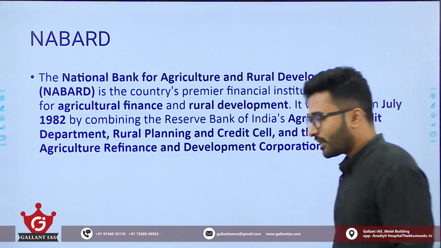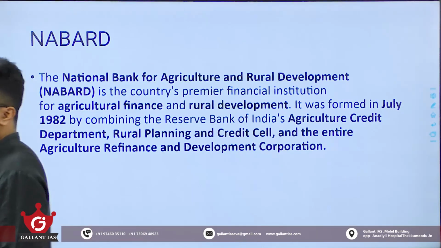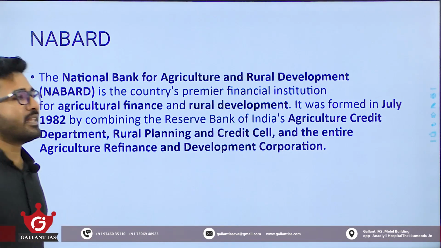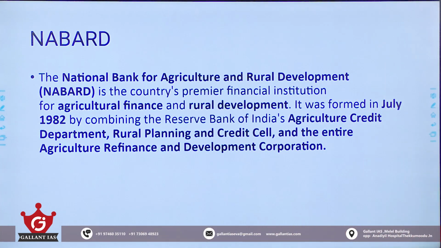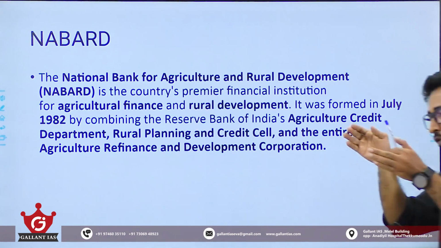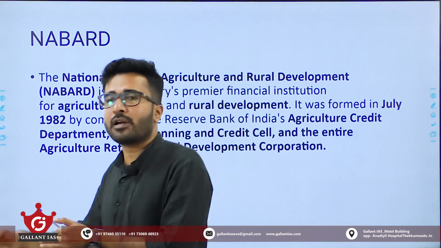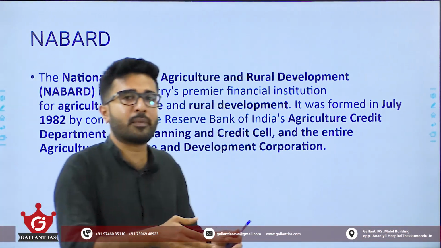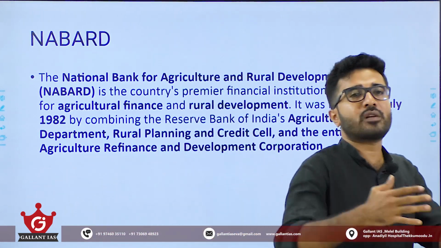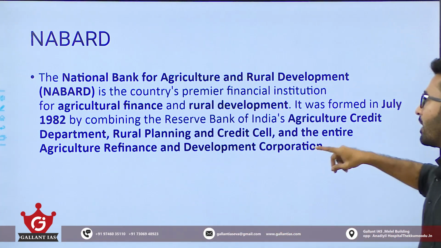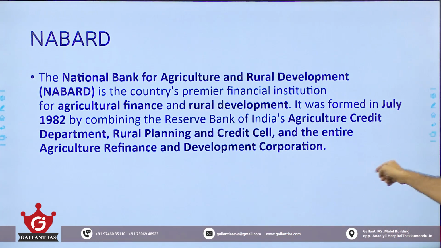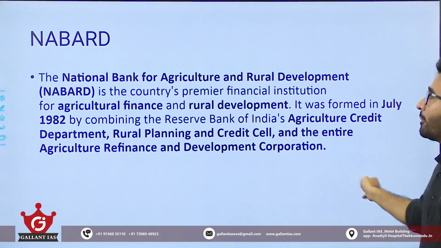Now about NABARD. NABARD was created in 1982. We know that NABARD was created for agriculture upliftment and for rural development. Previously RBI had its agricultural credit department and rural planning credit cell. I mean, for improving agriculture, RBI had a particular department. For improving rural credit, RBI had a particular department. In 1982, RBI merged all these rural and agriculture related departments and formed NABARD. So it was in 1982 for agricultural finance and rural development.